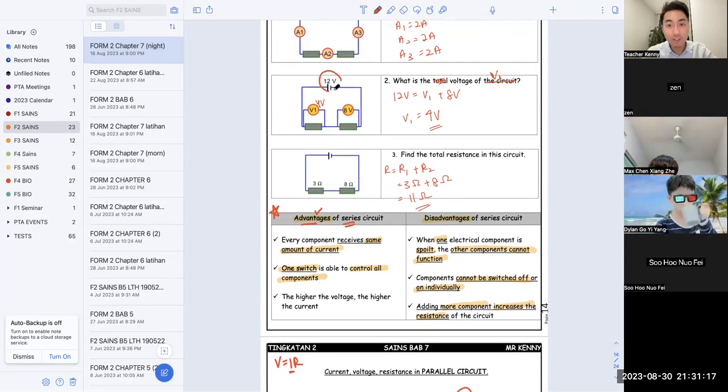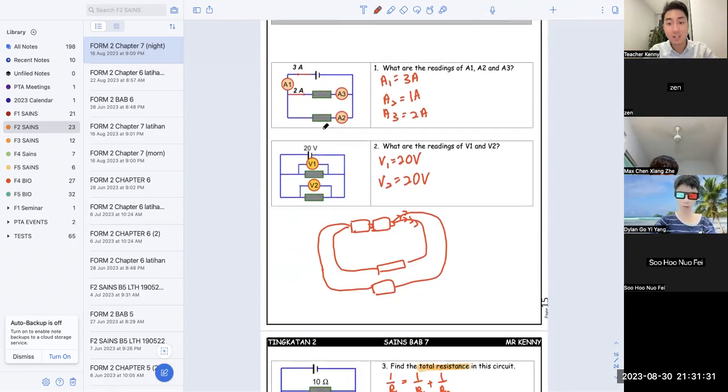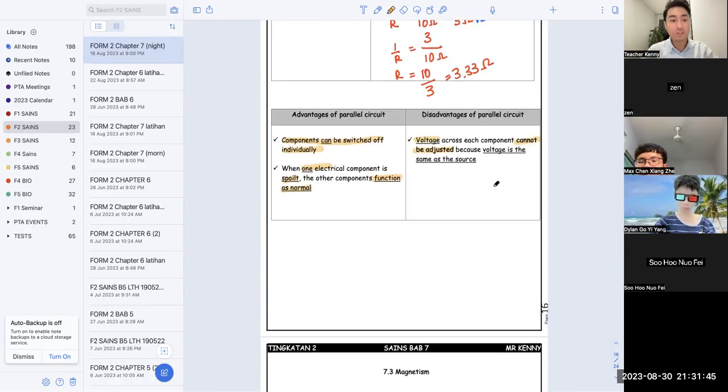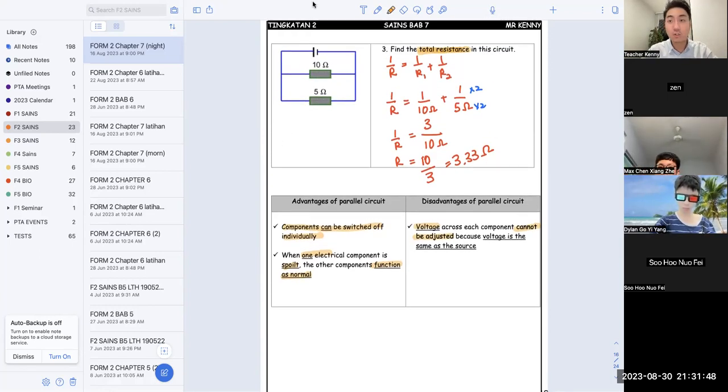This one, when I give out 12, I will split. Correct? I can actually adjust. If I make 9 here, then this one will take 3. So at least I can adjust the voltage. You take how much, you take how much, I can adjust. But in this one, I cannot adjust. Voltage across each component cannot be adjusted. Okay? That's the bad thing about this. So far, so good? Now, let's go to latihan and strengthen today's class.